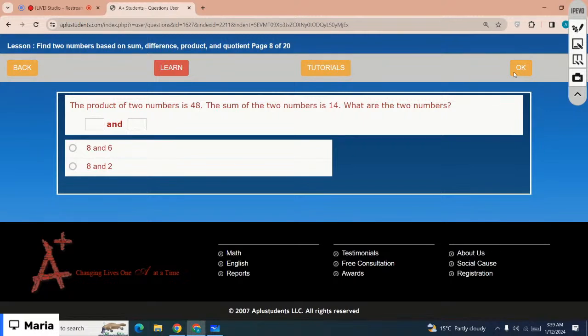The product of two numbers is 48. The sum of two numbers is 14. What are the two numbers? So which two numbers have their product 48 and their sum 14? Which is the correct option?